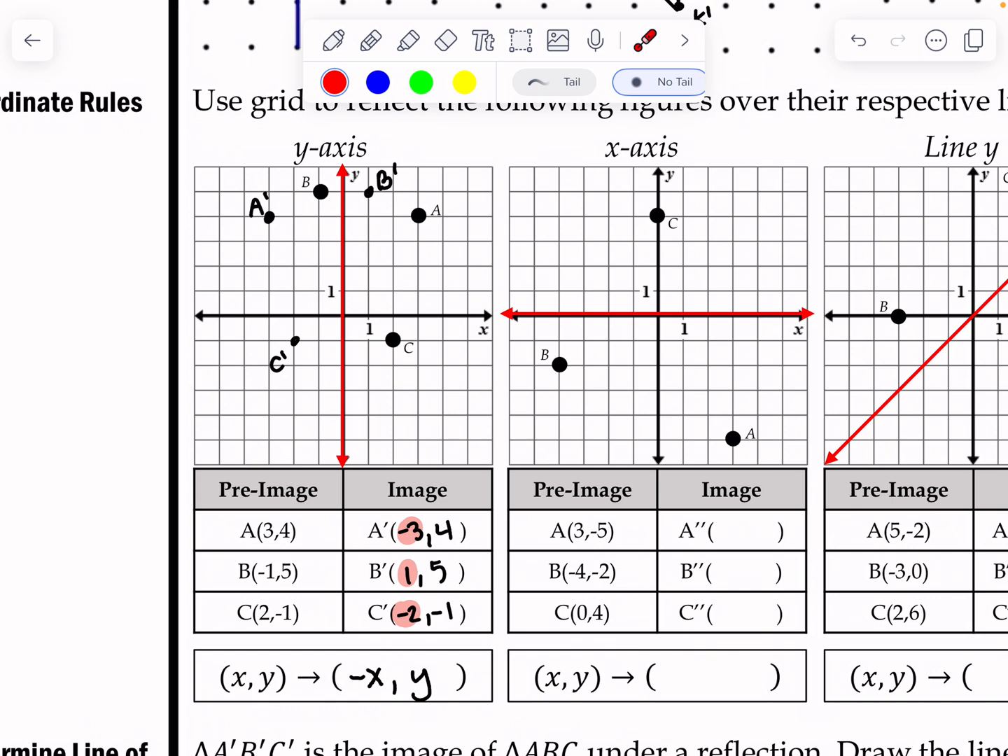So if I give you a point, let's say 9, -4, and we know we're reflecting from the Y-axis, you change the X. So this would be -9, -4. Okay, I'm going to erase that because we don't need it.